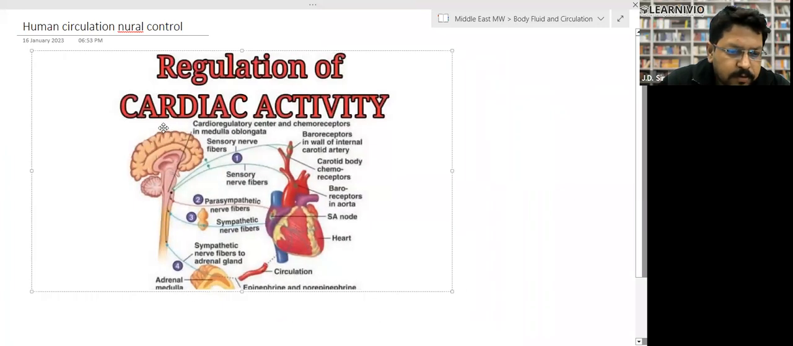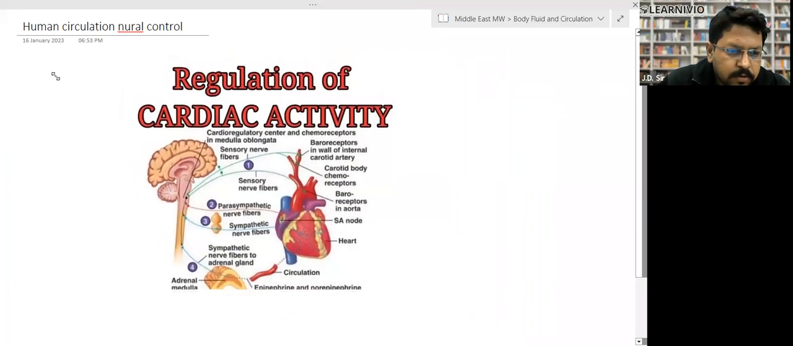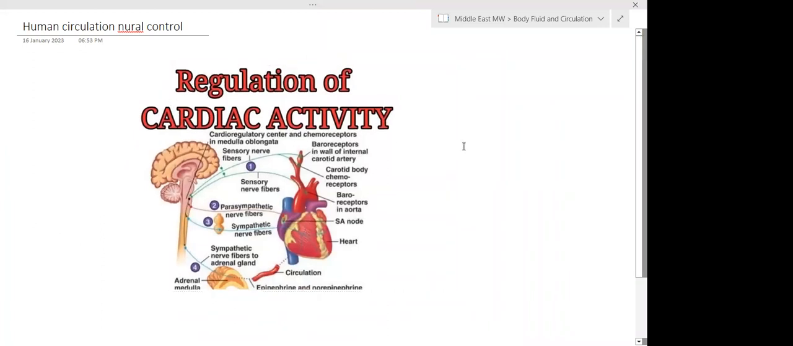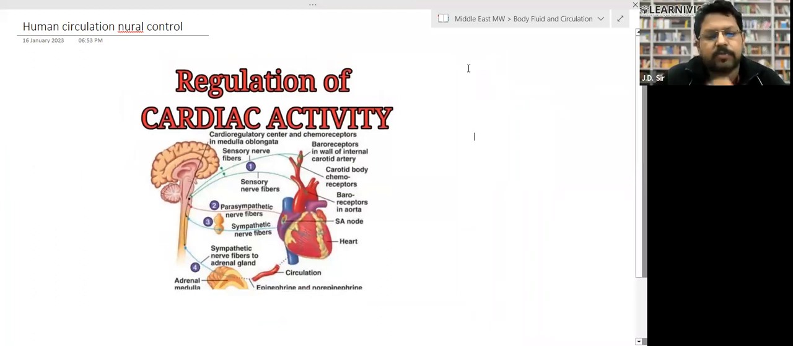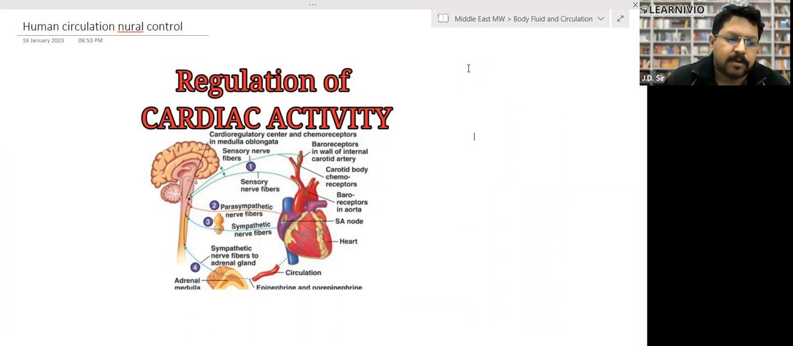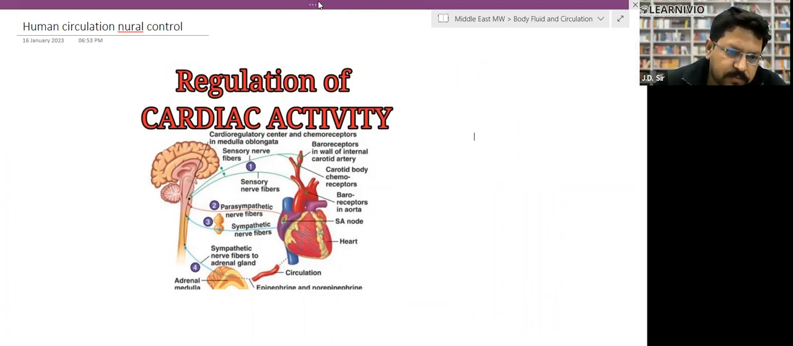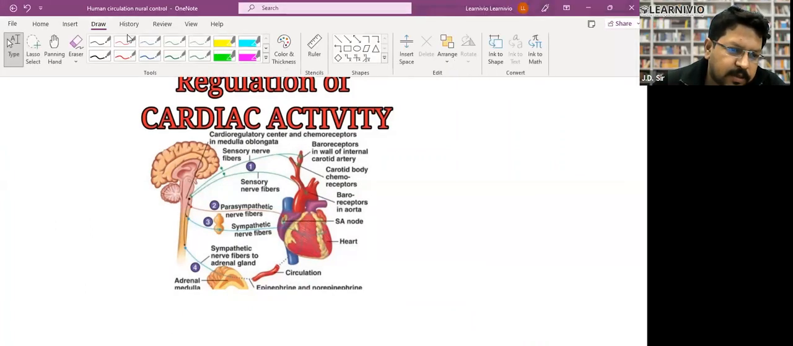Visible to you, Affaf? Yes. Okay, that is the regulation of the cardiac activity. Which part of the brain is involved over here? That's what I want to show over here. Right. Look, there is a certain part of the brain which is responsible for controlling it.